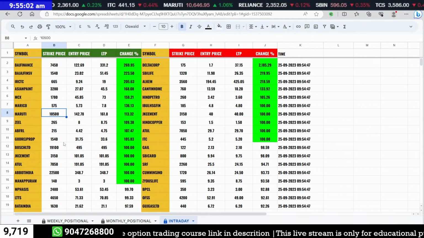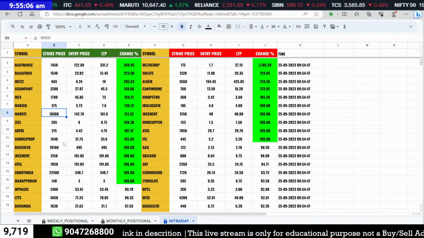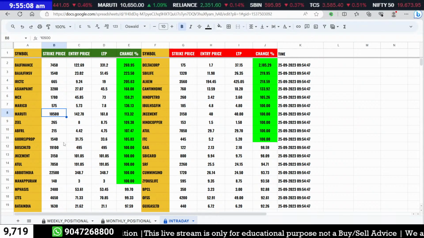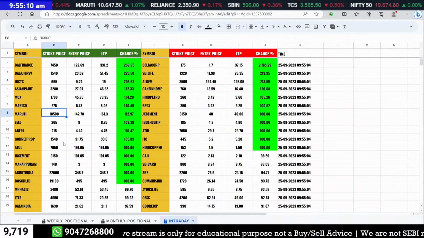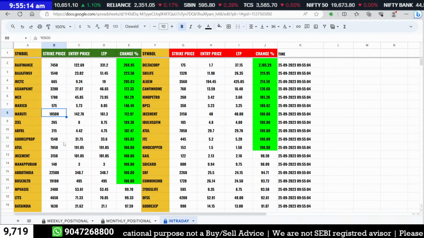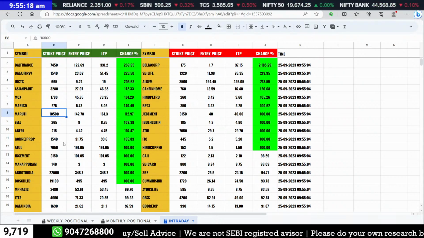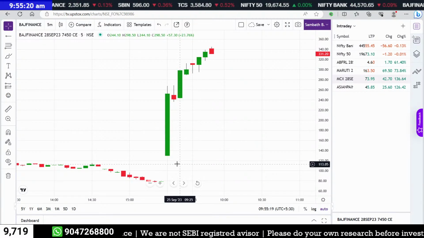So 40 to 46.8, near about 6 rupees. Maybe you need to trail your stop loss for better or more profits. Okay, so 75 on MCX. These two which we find today's real opportunity by using our Google Sheet scan.